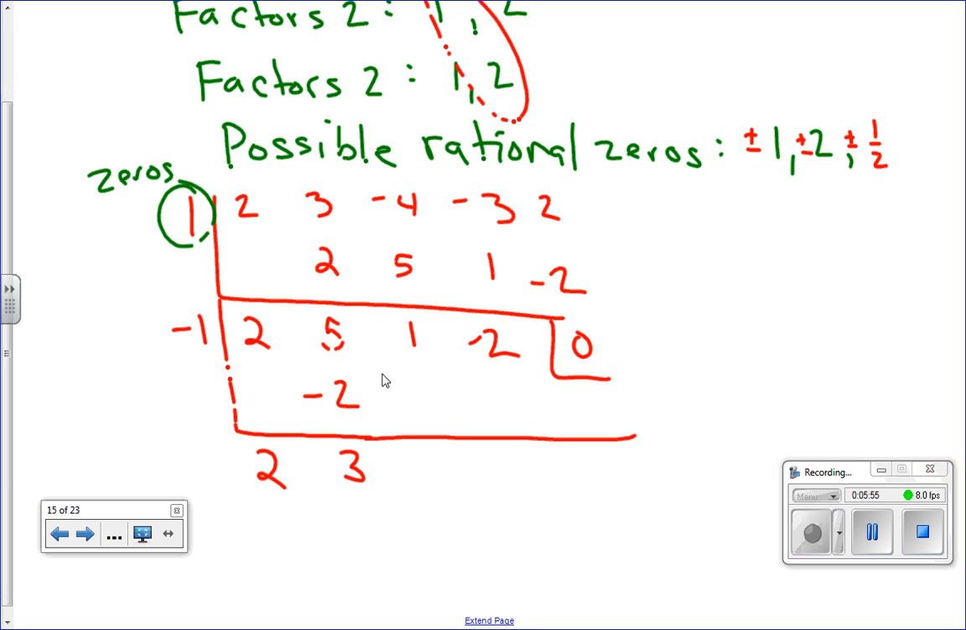Doing the arithmetic again, I get -3. I'll add to get -2, and then multiplying, I get 2, which is the remainder of 0. So I have just found another 0. The other 0 is -1. So there are 2 zeros here, and I'm left with the quadratic.